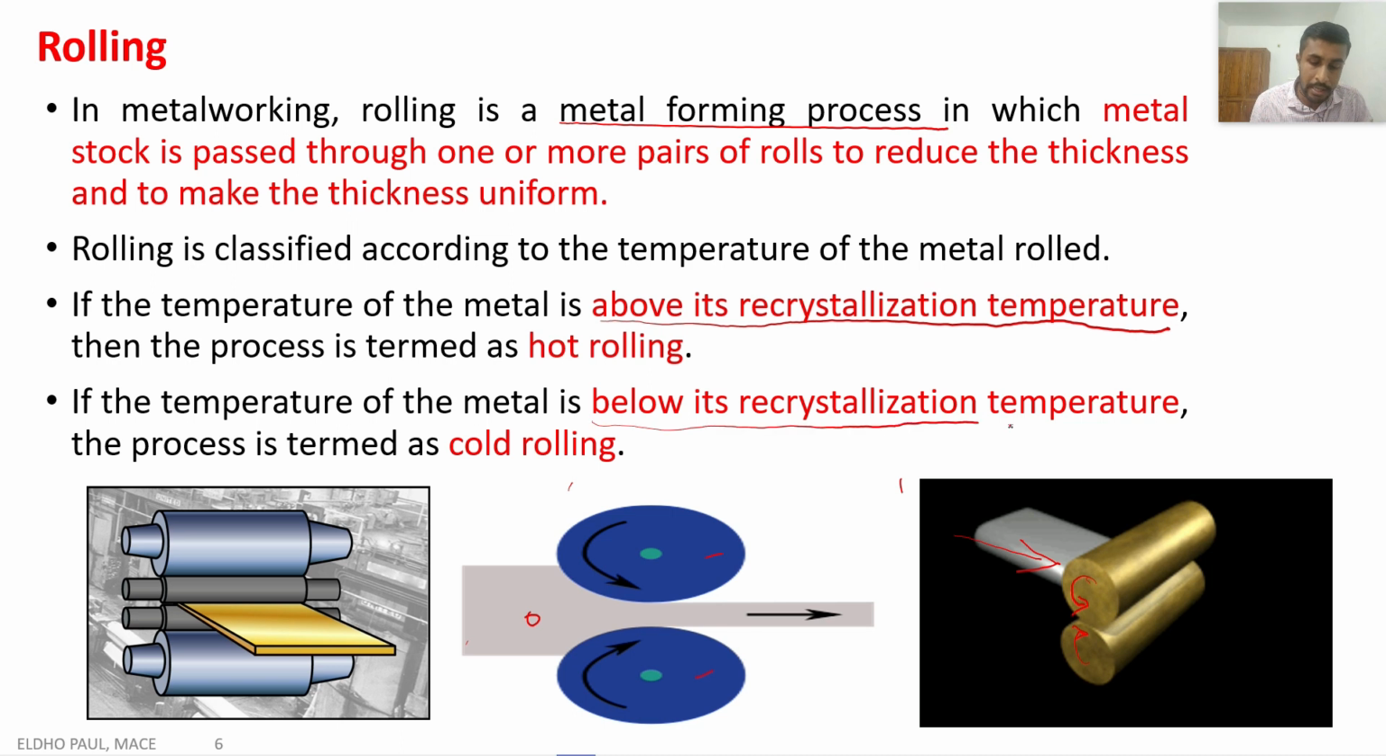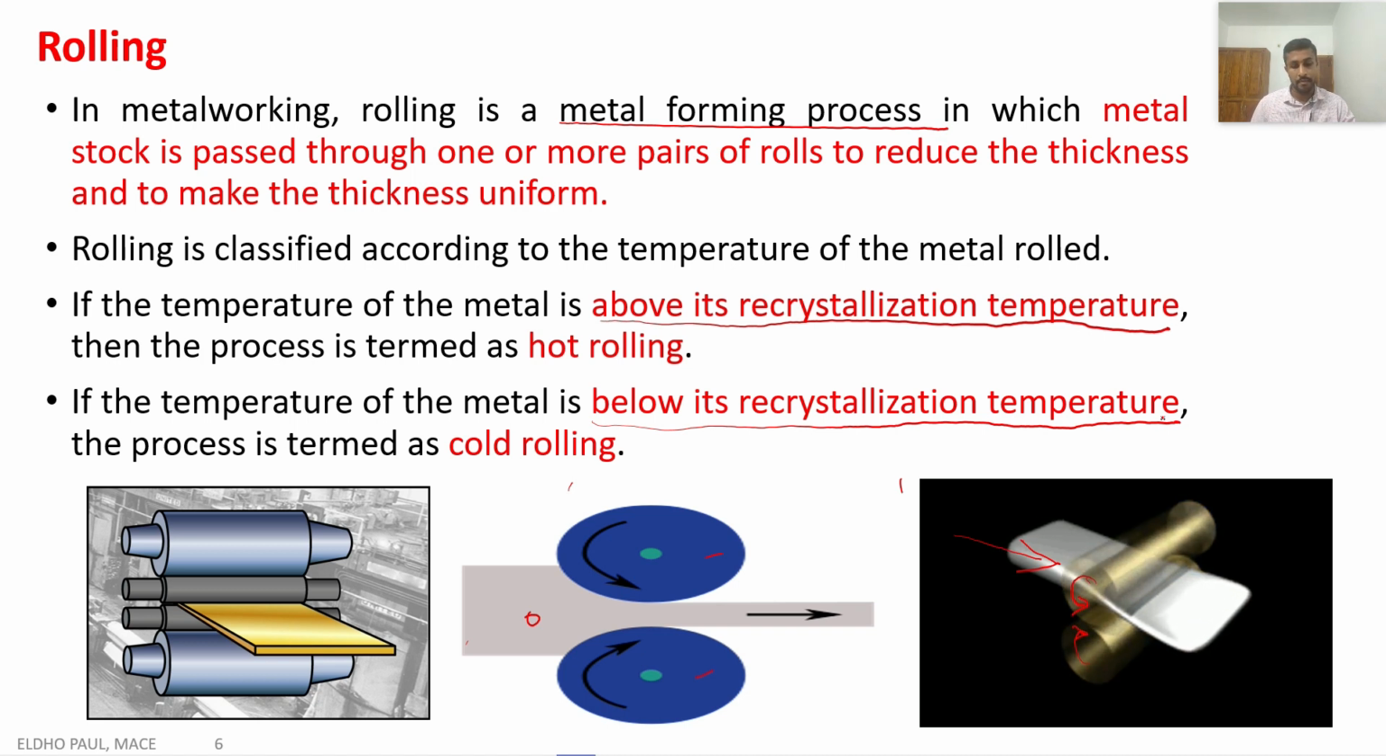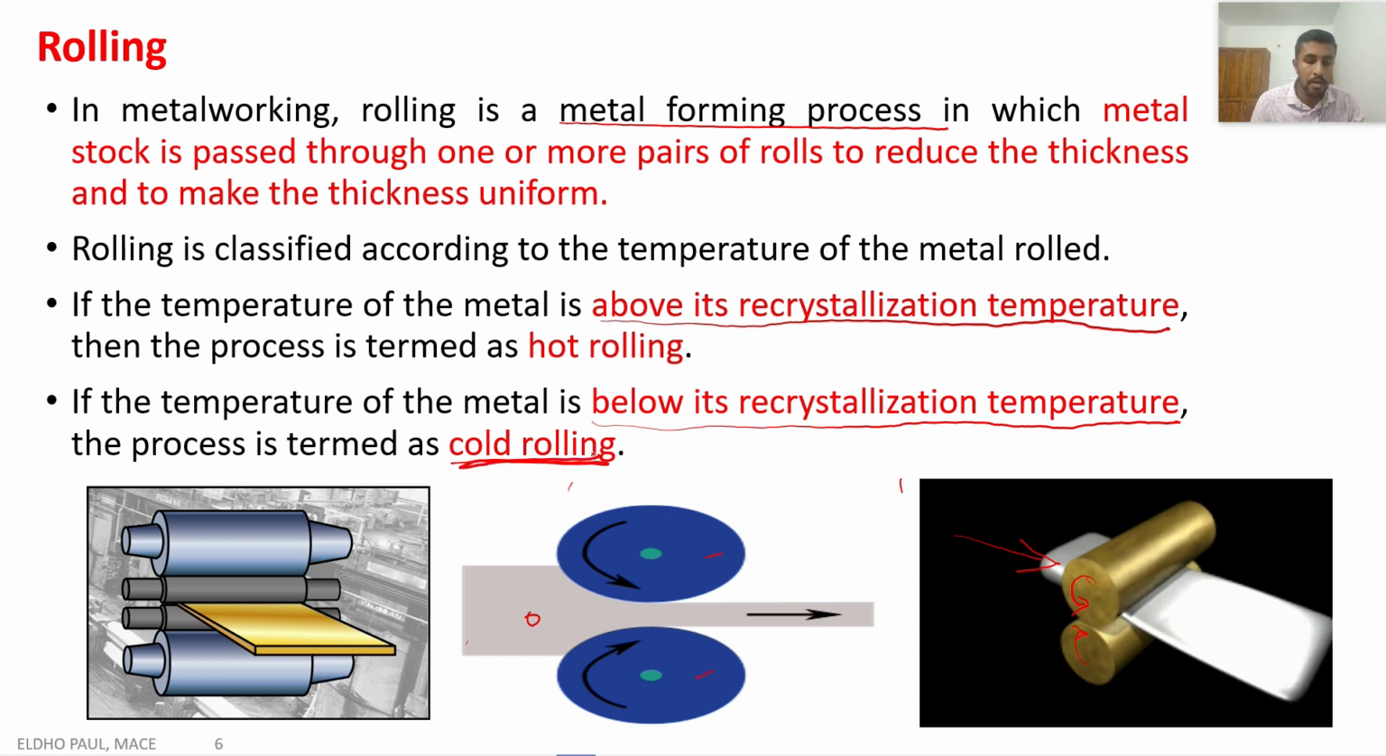But in cold rolling, the majority of cold rolling is carried out at room temperature. There is no heating of the raw material. We only deform the material at room temperature. That type of rolling is called the cold rolling process. So this is the first classification, cold rolling and hot rolling process.